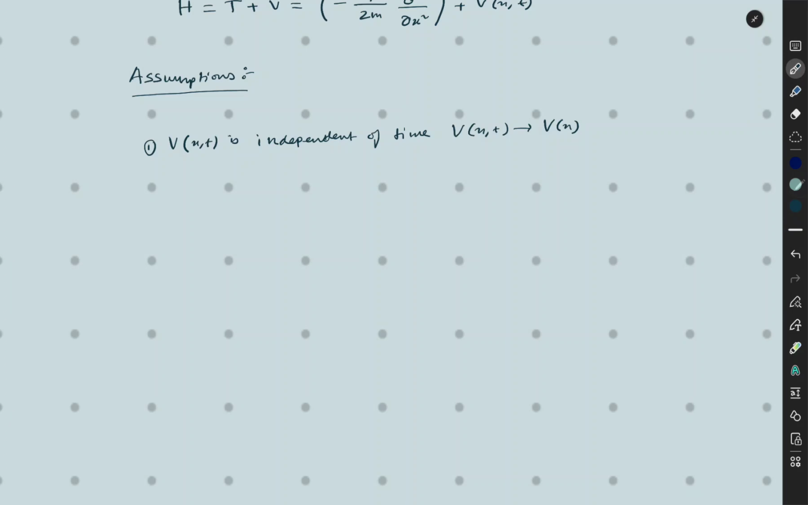This is a very common scenario, because for example the electric potential holding an electron in a hydrogen atom is just V of r, and the wall of a particle in a box doesn't move, so the potential does not change with time. Also the potential for a simple harmonic oscillator, that is V of x equal to half k x square. So with these assumptions, our Hamiltonian operator H now only has derivatives with respect to x and functions of x. It has no time dependency at all.